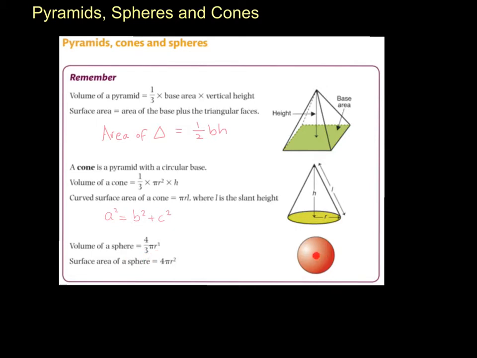Then there's the volume of the sphere, which is 4/3 pi r cubed, and the surface area of a sphere, which is 4 pi r squared. Okay, so the next few examples, I'm just going to go through how you use these formulas.